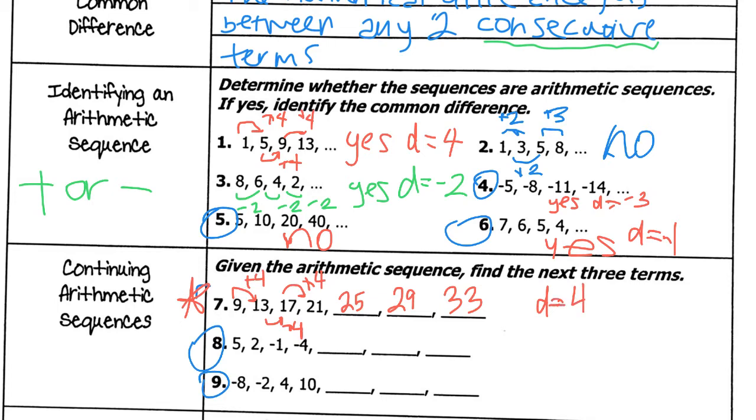You go ahead and try 8 and 9 for me, please. Again, let's check our answers. For number 8, d was equal to -3, so my next 3 terms are -7, -10, and -13. And for number 9, d was equal to +6, so my next 3 terms were 16, 22, and 28.